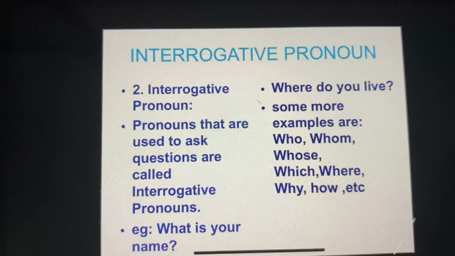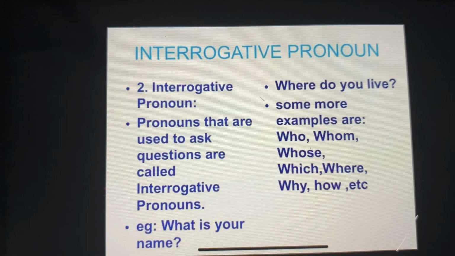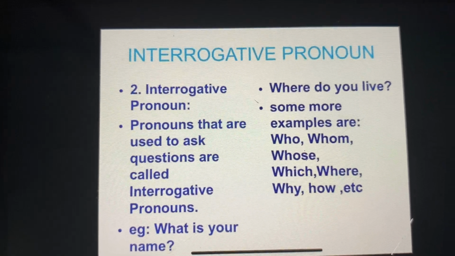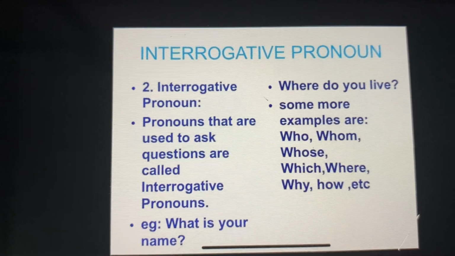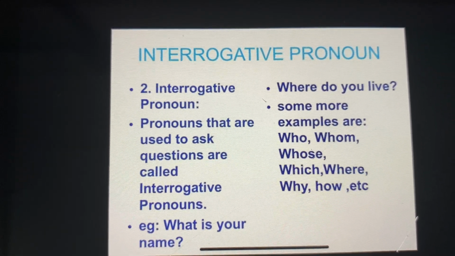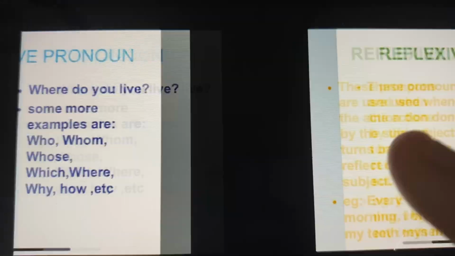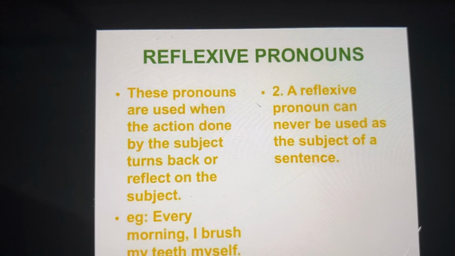What is your name? Where do you live? So here the words what and where will be my pronouns and they will be termed as interrogative pronouns, like whom, whose, which, where, how and so on. So now let's move to our fourth type, that is reflexive pronouns.